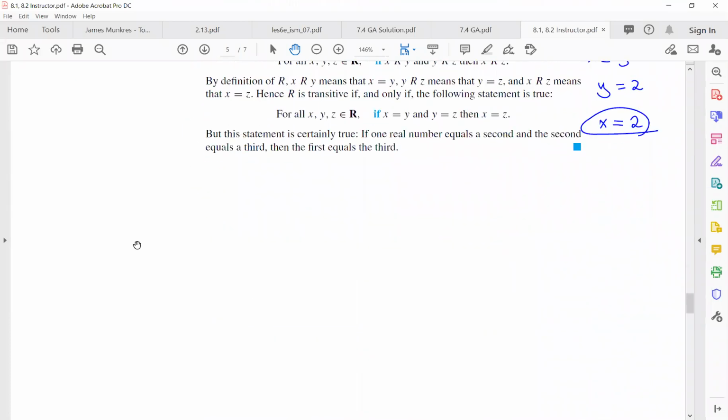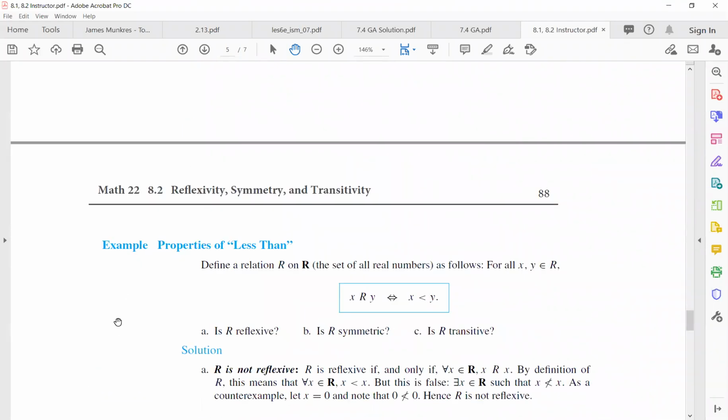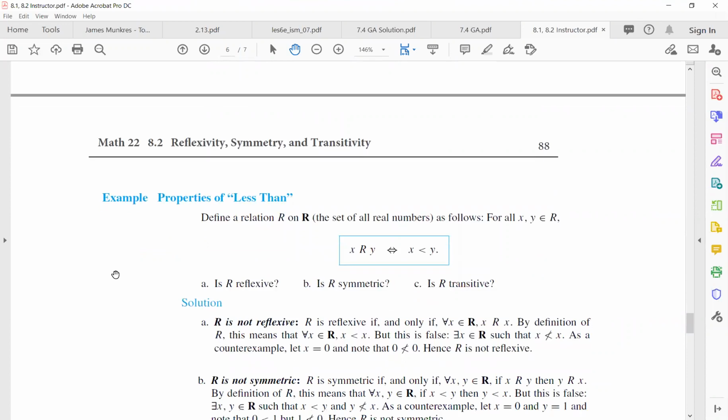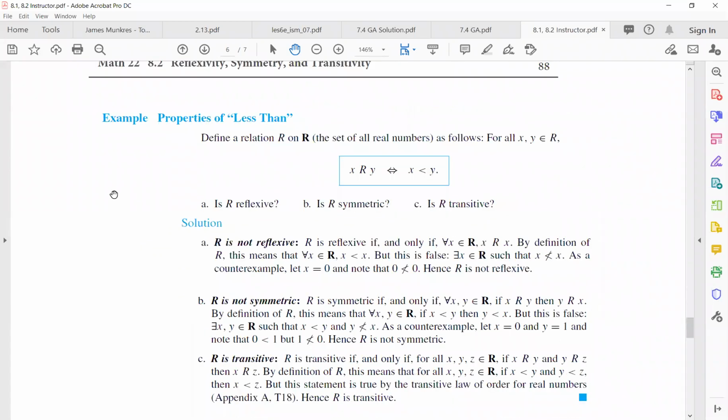Let us continue. Consider the properties of less than. Suppose you have ℝ as the set of all real numbers and you define a relation on ℝ. We define it this way: we say that x is in relation with y if and only if x is less than y. The question says, check to see if it's reflexive, symmetric, or transitive.